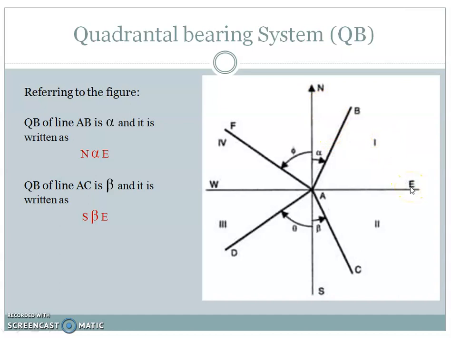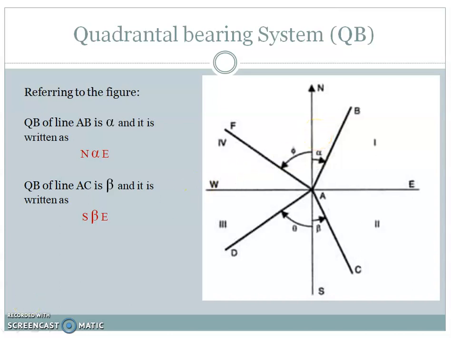So when we are writing the bearing of this line AB, we will have to write it as north alpha east, where north and east is the quadrant that is mentioned, and alpha is the value of the angle that is measured with respect to north. It is measured with respect to north as it is closer to north. We measure only with respect to north or south, and east and west will give us the quadrant.